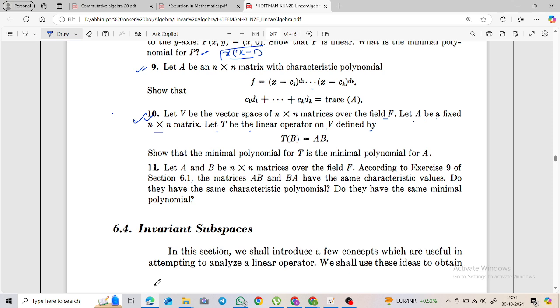Let A be the vector space of n cross n matrices over the field F. Let A be a fixed n cross n matrix. Oh, we just did it. Let A be an n cross n matrix over the field F.